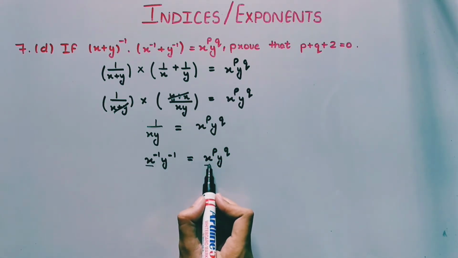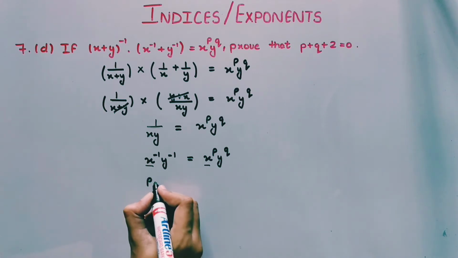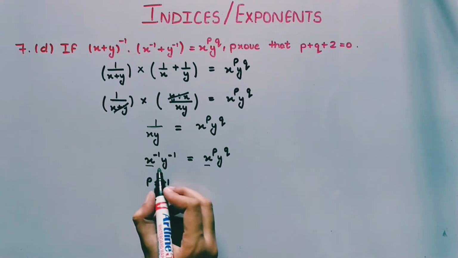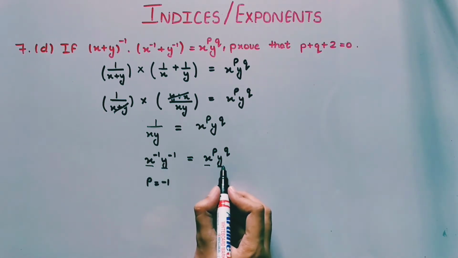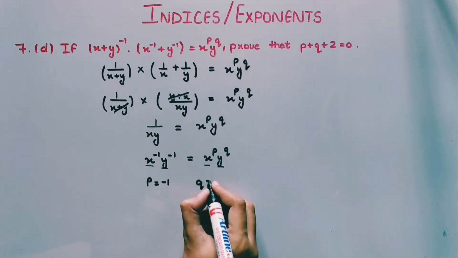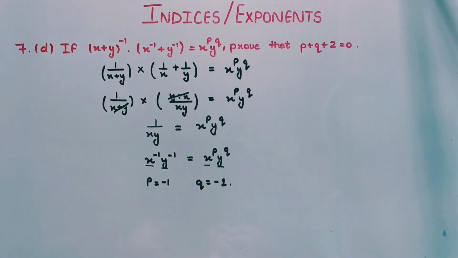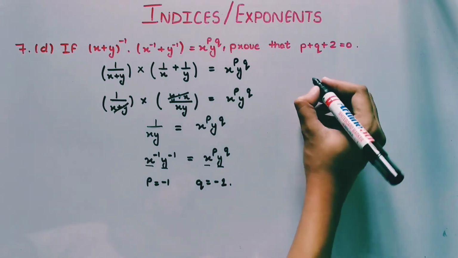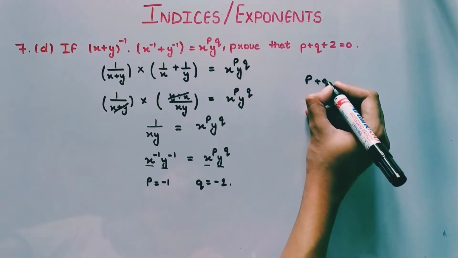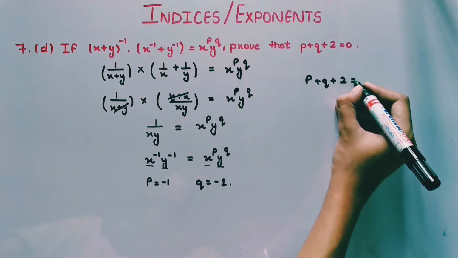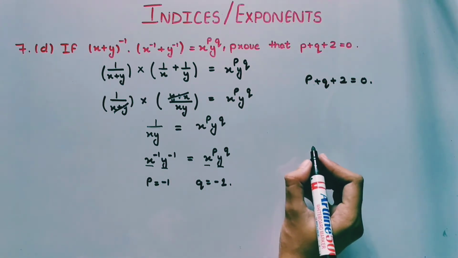The coefficient of x is similar, hence the value of p will be minus 1. The coefficient of y is similar, hence the value of q will also be minus 1. Now we have this equation, p + q + 2 is equal to 0. We need to prove this.